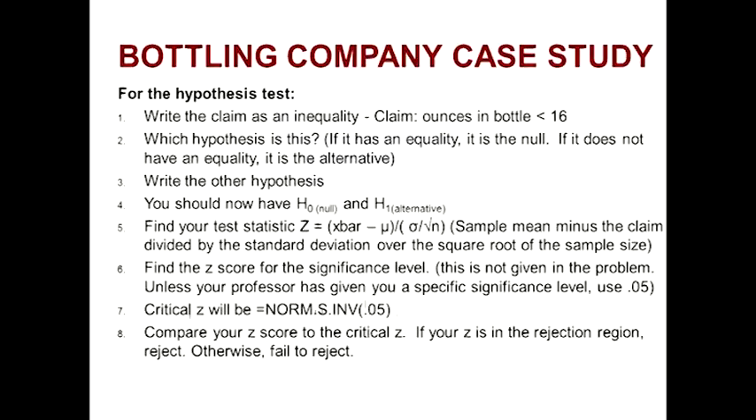Compare your z-score to the critical z. If your z is in the rejection region, then you're going to reject. Otherwise, fail to reject. So the rejection region is going to be on the left. It's going to be a left tail. If your z is down in the left tail, then you would reject. Otherwise, you'll fail to reject.